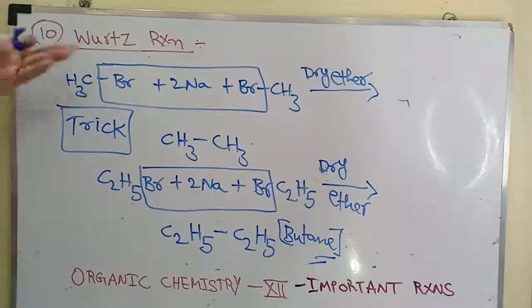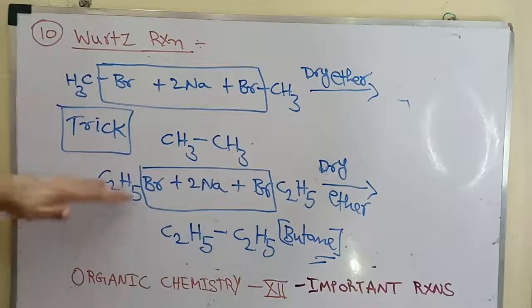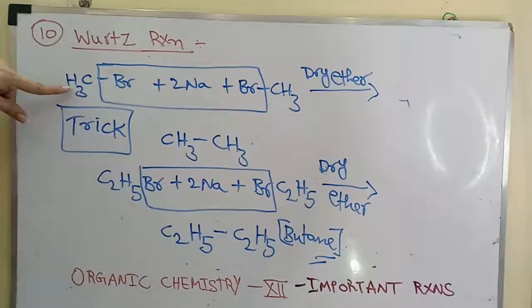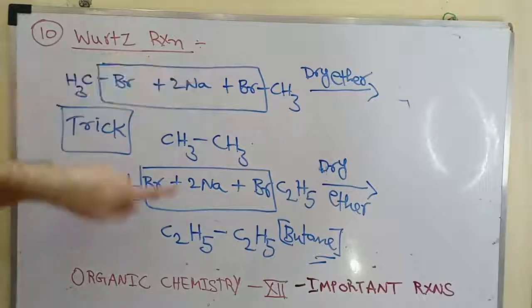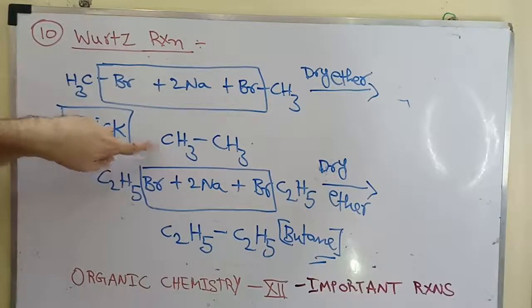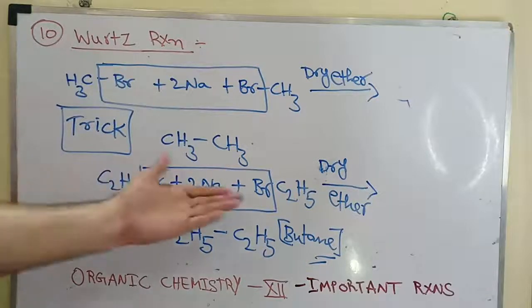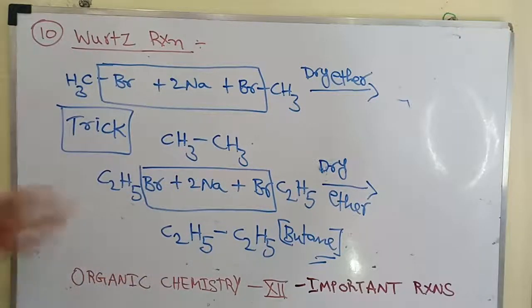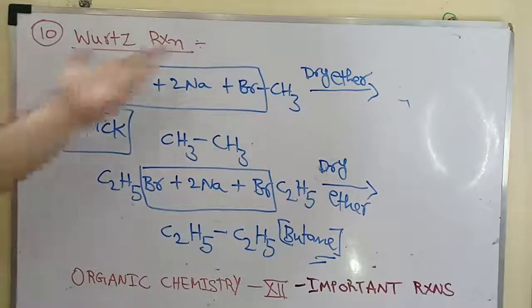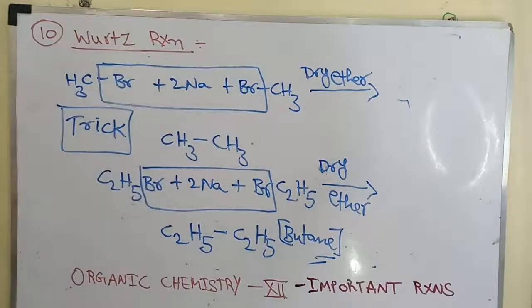So I started with ethyl bromide and I got double the number of carbons, that's butane for us. This is methyl bromide, this is ethyl bromide. Ethyl bromide I started with, I got butane. And if I take methyl bromide, I will get ethane. So double the number of carbons: I started with two carbons, I got 4 carbons. I started with one carbon, I got 2 carbons. That's how one can remember this as a trick. Let's move on to the next question.